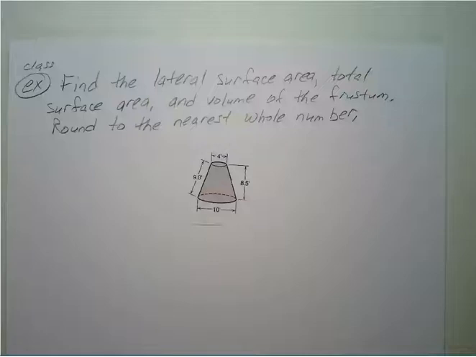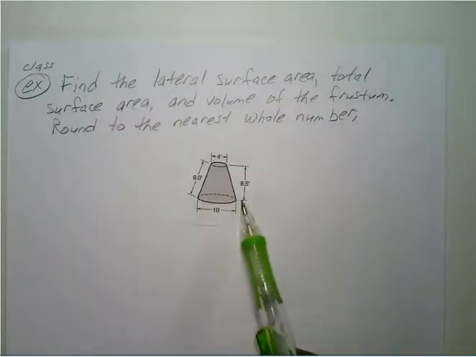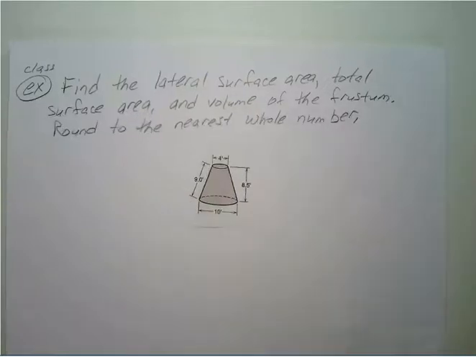Okay, so what if you wanted to find the lateral surface area, the total surface area, and the volume of the frustum, and you round your answer to the nearest whole number? Okay, so you see here, you have your 4, you have your 10, you have your 8.5, and you have your 9.0. Okay, I'll let you figure out what's what, because I want you to press pause and solve this one on your own.